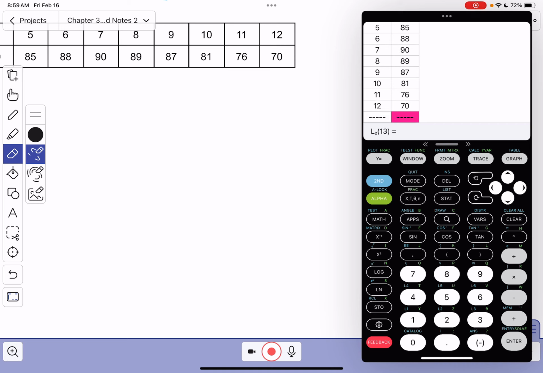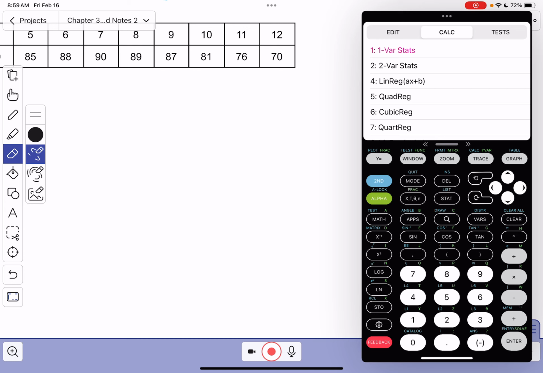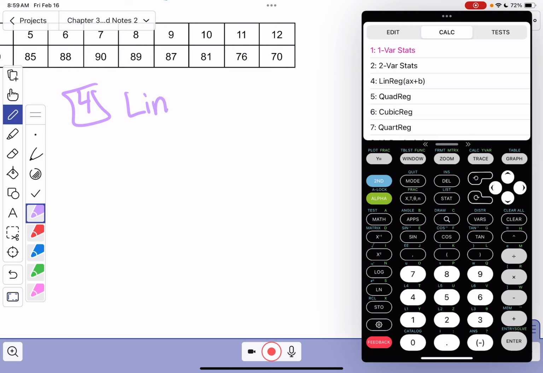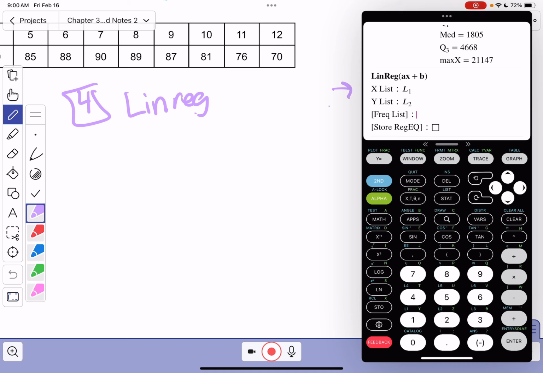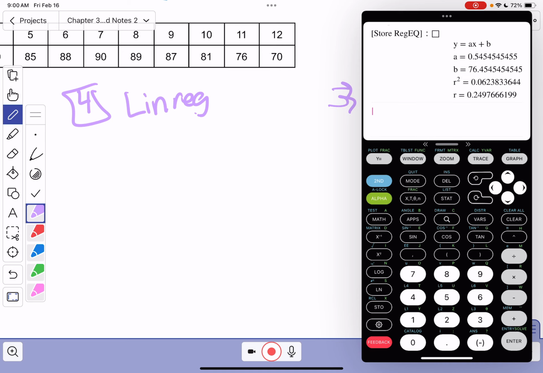So once those are in there, we're going to try and figure out what kind of equation would be good. So if I hit Stat and I arrow over to Calc, I have a bunch of options. Number 4 is linear regression. So we're going to try that. We're going to try number 4. And we just want our X list and Y list to match L1 and L2. Hit Enter. And we get a bunch of decimals if I do that. R squared for our lin reg is 0.06. So that means only 6% of it is explained by the line. So that's probably not very good.